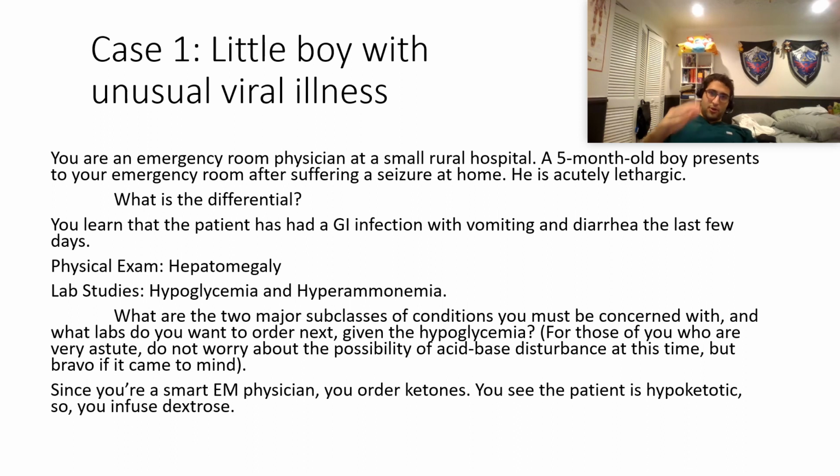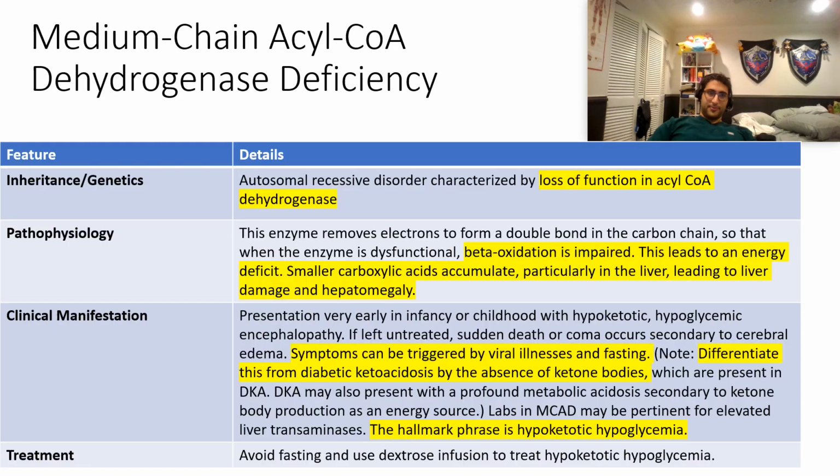You don't have ketones. You need ketones. There's no beta oxidation happening. So it's either a problem with the oxidation enzymes or something else, and we'll see in a second. The culprit here is medium chain acyl-CoA dehydrogenase deficiency. It's a loss of function of the acyl-CoA dehydrogenase. Beta oxidation gets impaired and that causes an energy deficit. And there's some liver damage that goes along with it because the smaller acids start to accumulate.